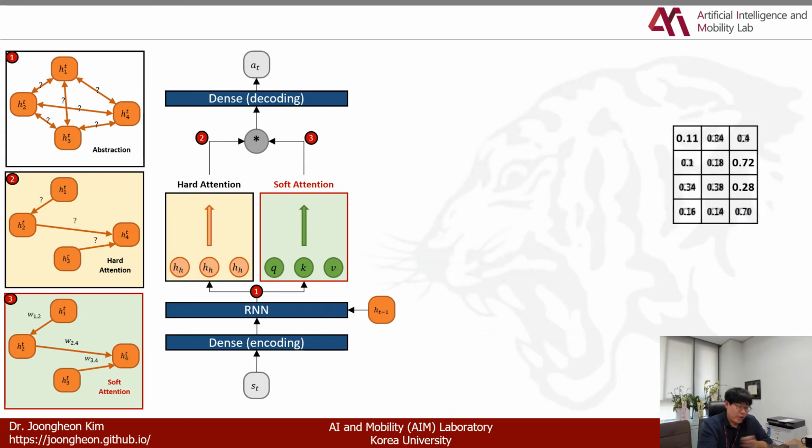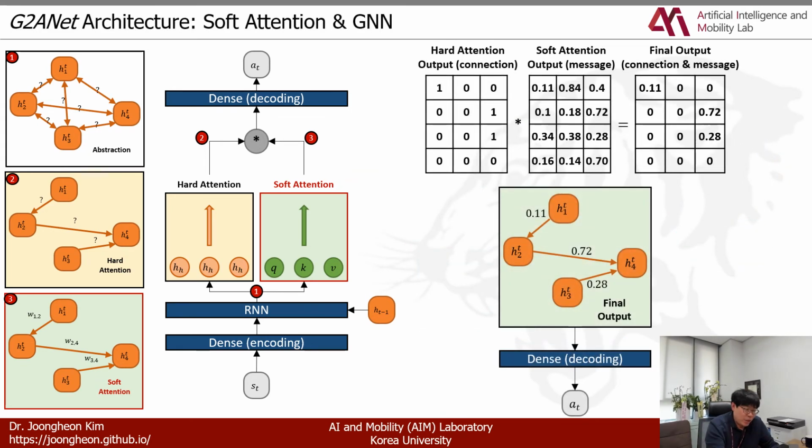That's why finally we have hard attention output. This is defining the graph. This is soft attention output. This is defining the weight. And then we are doing element-wise operation. And then when you are doing the element-wise operation, 0, 0, this is 1, this is 1, this is 1. The others are all 0. That's why 0 components are eliminated here.